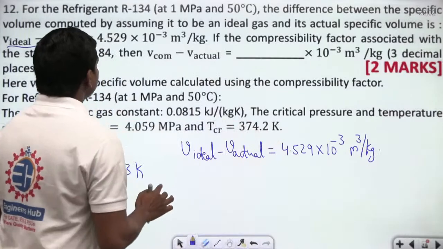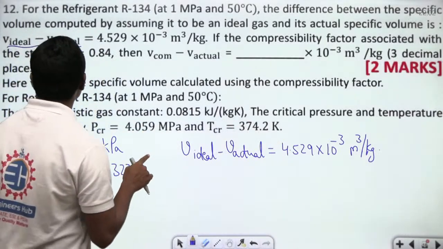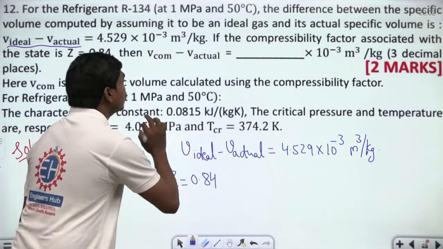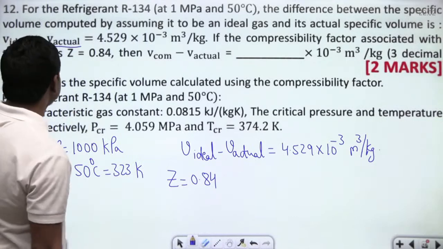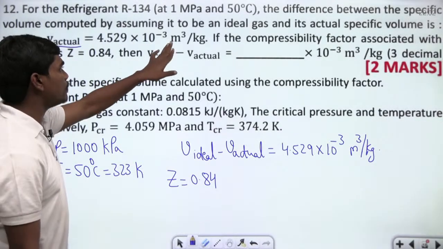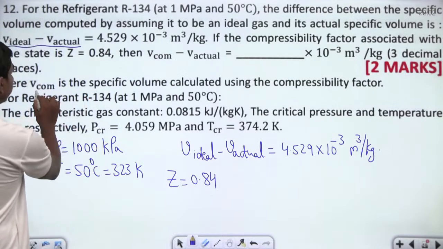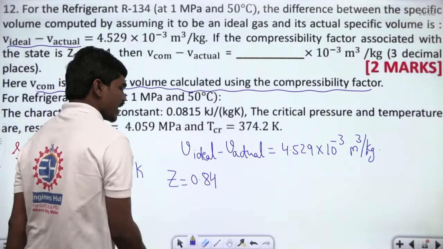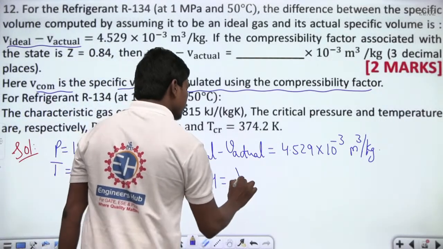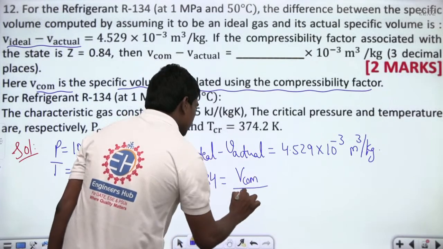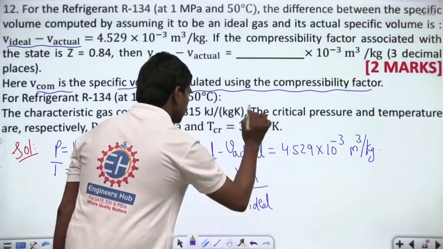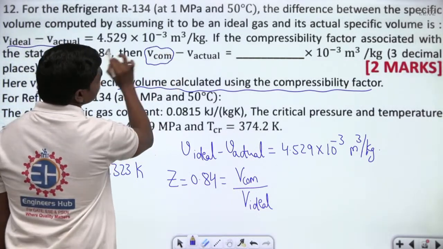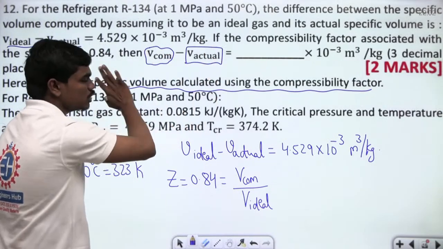Next, the compressibility factor associated with the state is Z equal to 0.84. If the compressibility factor is 0.84, then find V com minus V actual, where V com is the specific volume calculated using the compressibility factor. We know the compressibility factor Z is 0.84, which is nothing but V computed using the compressibility factor divided by V ideal. This is something that we know. Now they are asking for V computed using the compressibility factor minus V actual, so they are asking for this difference.